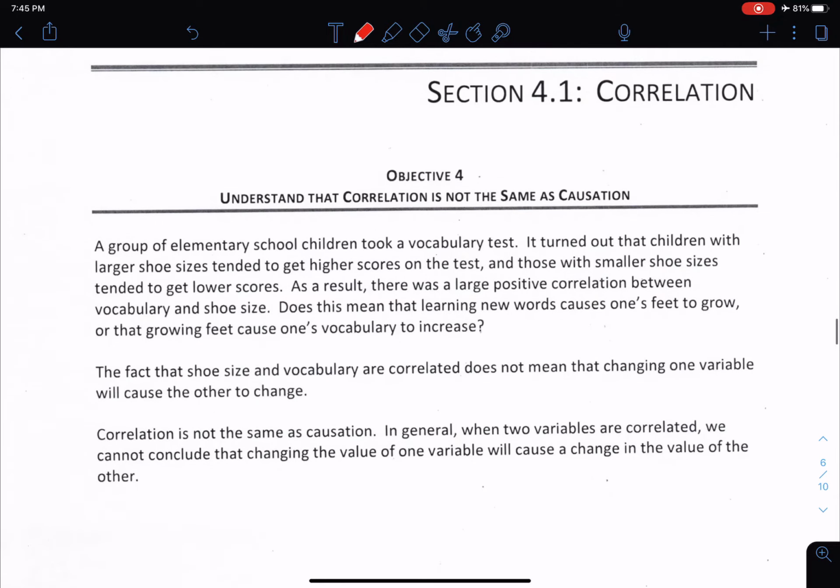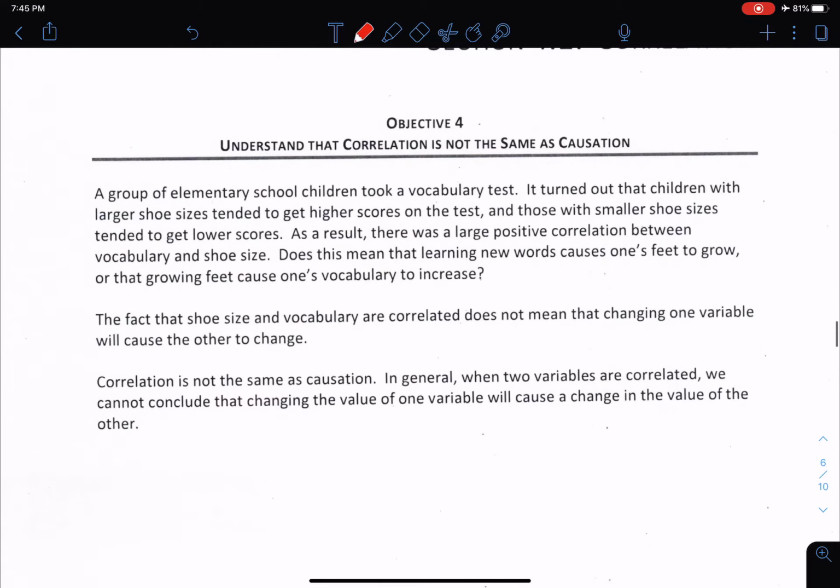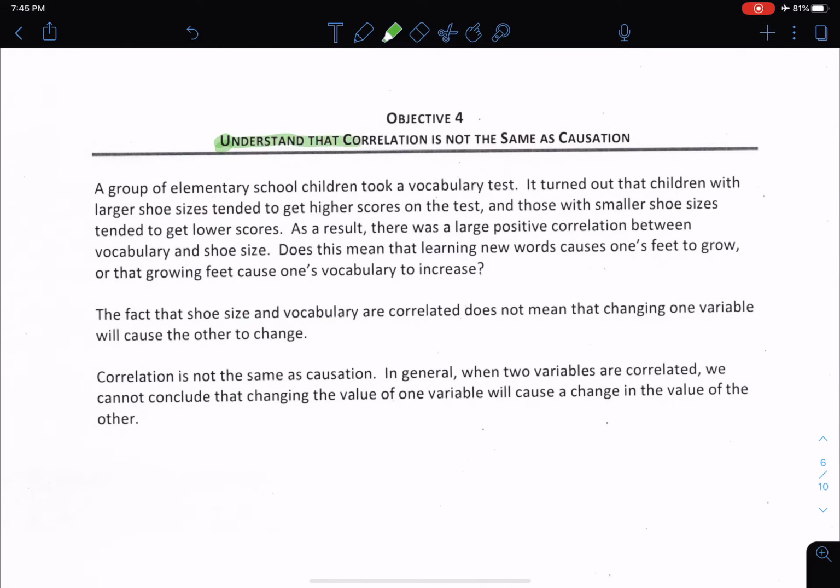Correlation. What we're trying to do on this particular piece is to understand that correlation is not the same as causation. A lot of students really, not just students, a lot of people kind of mix that up. They figure if there's a correlation, then one is causing the other. But that is definitely not true. There can be a correlation between things, but it very well may not be causing it.